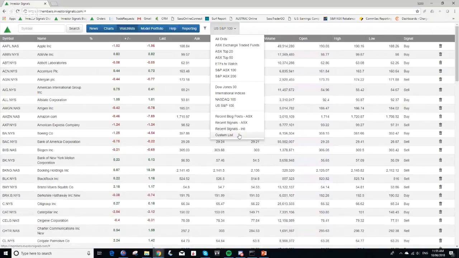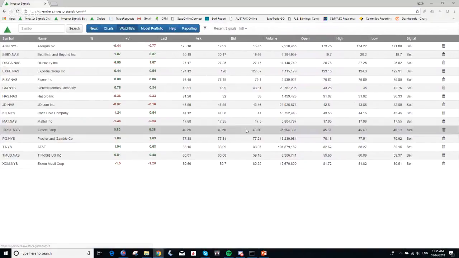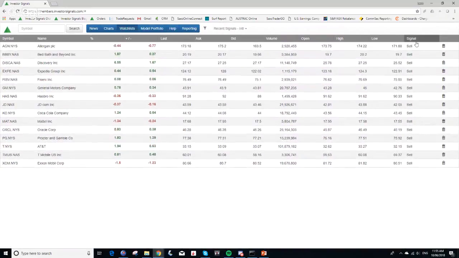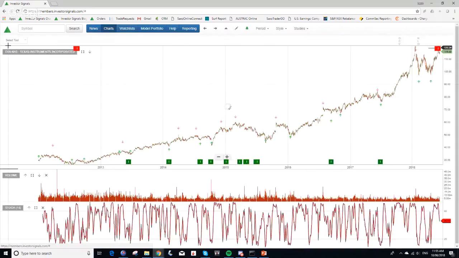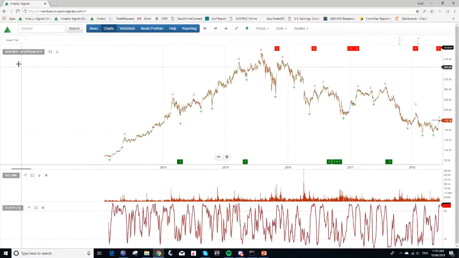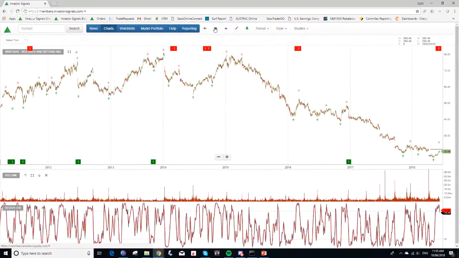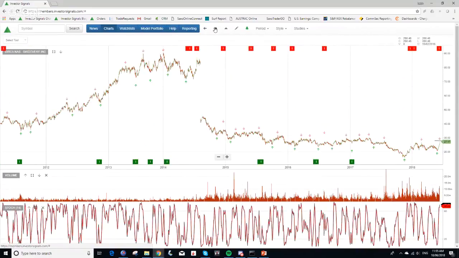So we come into the watch list, click on Recent Signals International, and you'll note that they're all sell signals at the moment. So let's move through these names and have a look at the type of chart patterns that we're seeing. This particular stock here, lower lows, lower highs, and it's under a sell condition. Bed Bath & Beyond, same thing, downtrend under sell conditions. Discovery, it probably looks like it may be starting to break out, but it's not until we actually get that next higher low formation that we'd start to have a look at that.